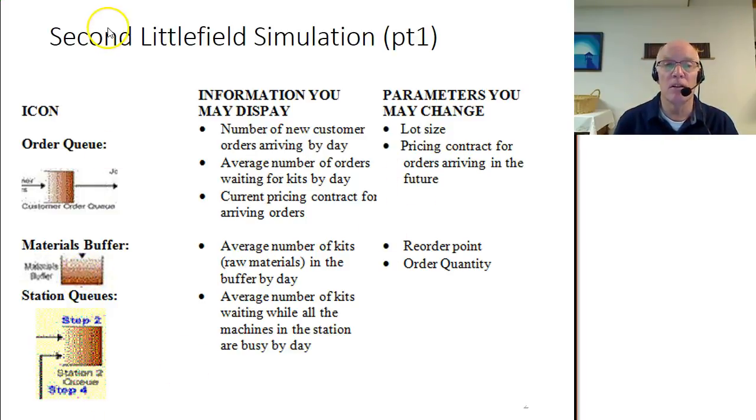The materials buffer, on the top left, tells you how many kits you have, the number of kits waiting while all those machines in the station are busy. Then reorder point and order quantity. In other words, very simply, we saw in the first simulation that your material volumes would drop as the material was being used by the factory, and then all of a sudden shoot back up. When it gets below a certain point, an order is placed on your vendor to supply the raw material. That's pretty straightforward. And when that material arrives, your inventory goes back up.